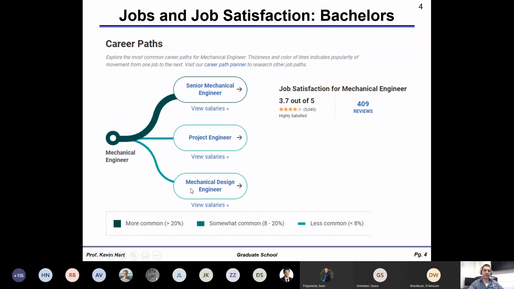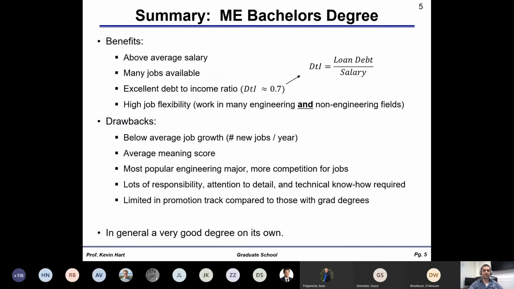You can become a project engineer or design engineer. I would say these are generally the same sorts of things. Generally, job satisfaction is very good, 3.7 out of 5, pretty good. A couple of other benefits and drawbacks to your bachelor's degree. You're going to have an above average salary. You have many jobs available to you across many fields.